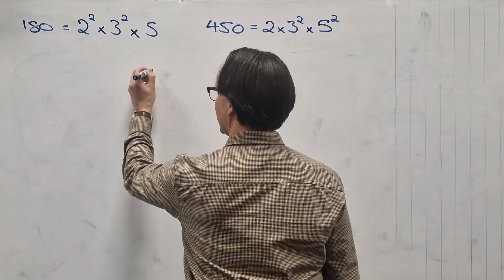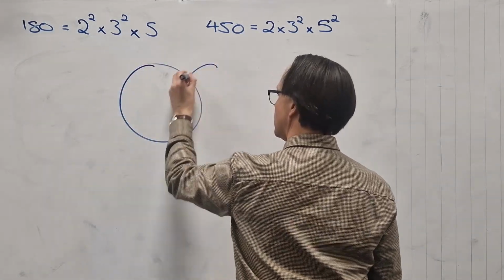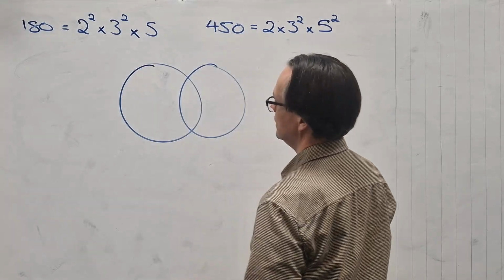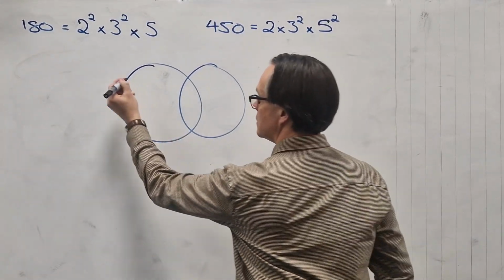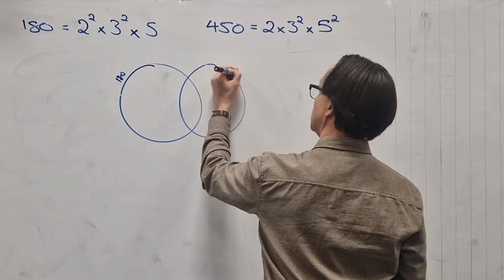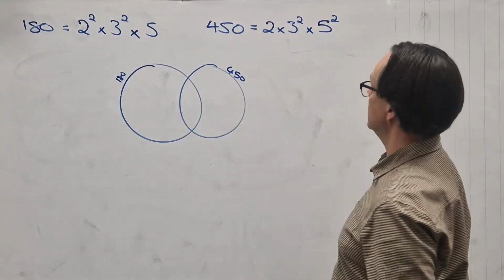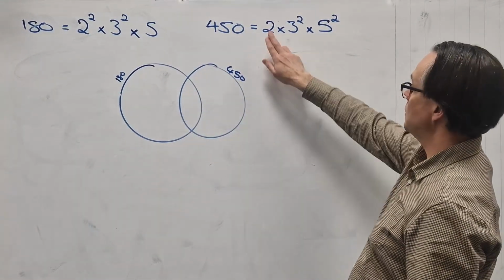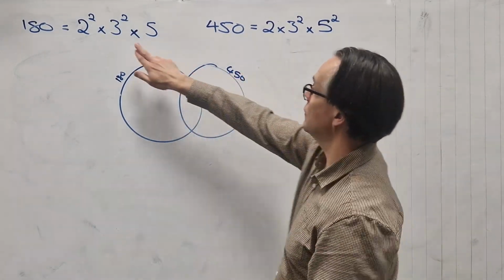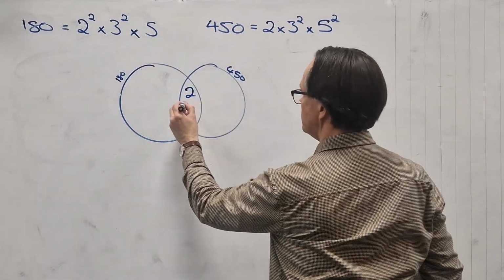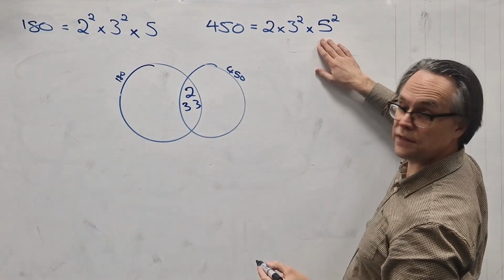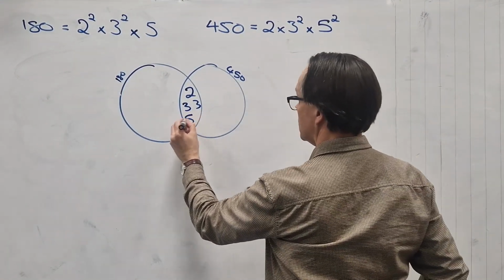So I'm going to use a Venn diagram for this. I'm not going to make it too formal because it's really just working out. So that's my 180. That's my 450. You can see that what they've got in common, they've got a 2 in common. They have got 2 3s in common. And they've got a 5 in common.